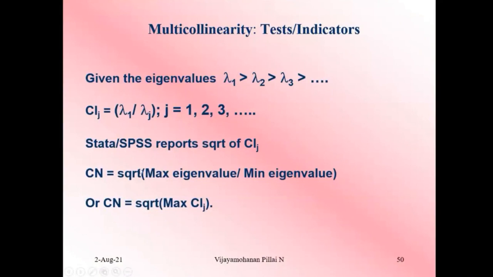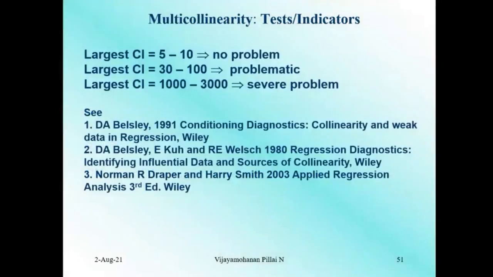Now we have another measure called the condition number. This is the square root of the maximum eigenvalue, that is lambda 1, divided by the minimum eigenvalue, that is the last lambda. So these two indicators are used for multicollinearity measure. And they have given this criteria for the multicollinearity test.